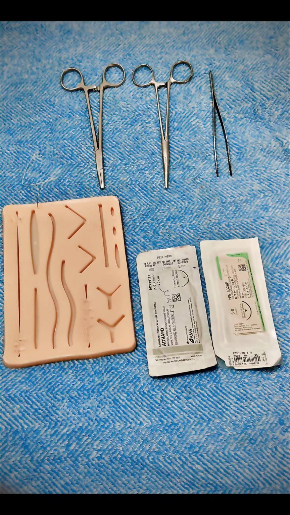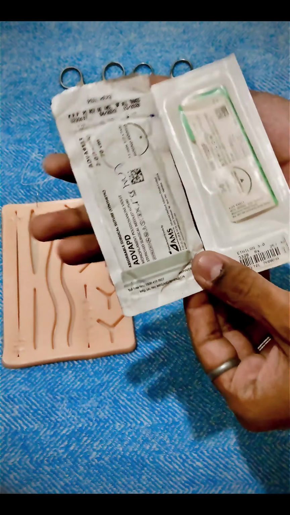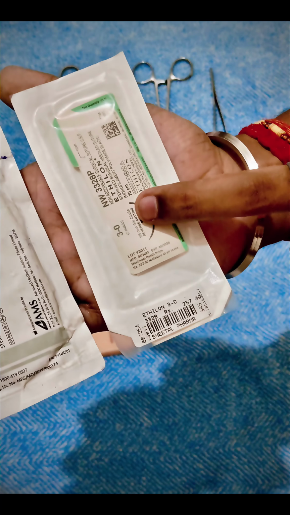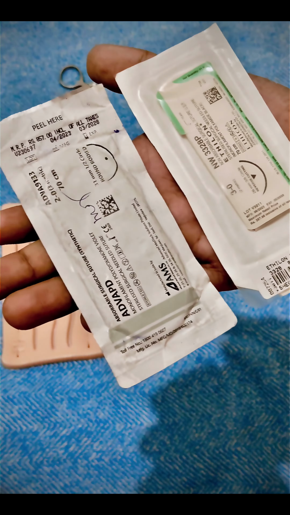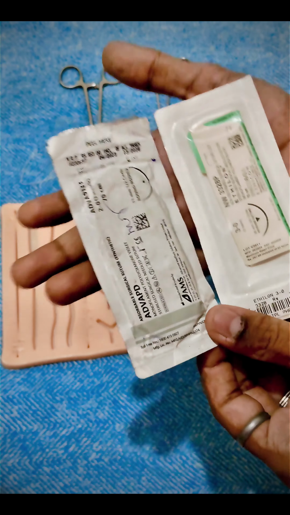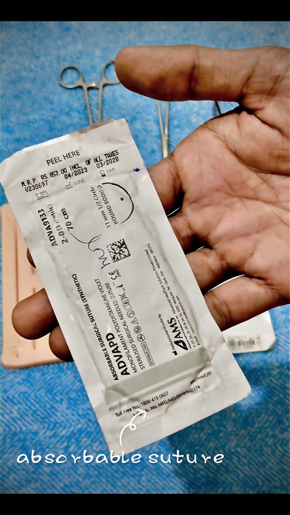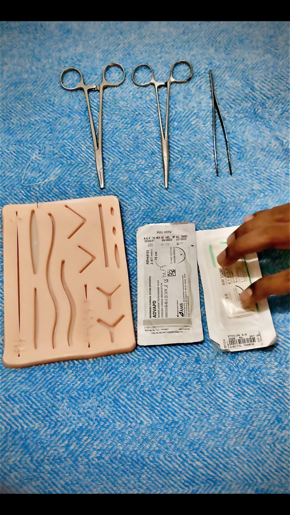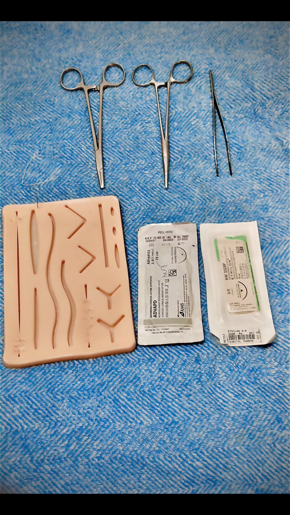So what are the types of suture material? It could be absorbable or non-absorbable. Here I have both the types. This one is non-absorbable and this one is absorbable suture. The absorbable sutures are gradually broken down and absorbed in the body. For example, Vicryl, Monocryl, PDS or catgut. This one is PDS. These are used in subcutaneous tissue, mucosal closure or internal tissue approximation.